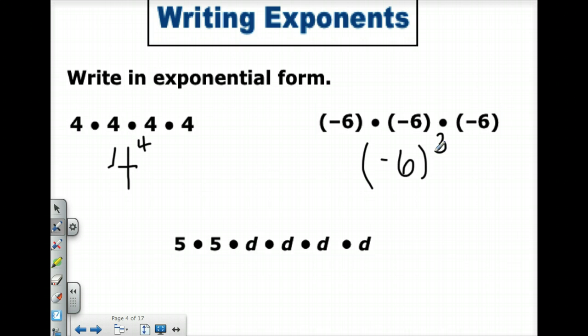And the third question we're going to work on, 5 times 5 times d times d times d times d. Now notice, we have two separate bases. We have a 5 and we have the letter d. Count how many times you see the number 5, which is twice, and count how many times you see the letter d, which is 4 times. This is our final answer: 5 to the second power times d to the 4th power. That was easy, wasn't it? Let's go ahead and move on.